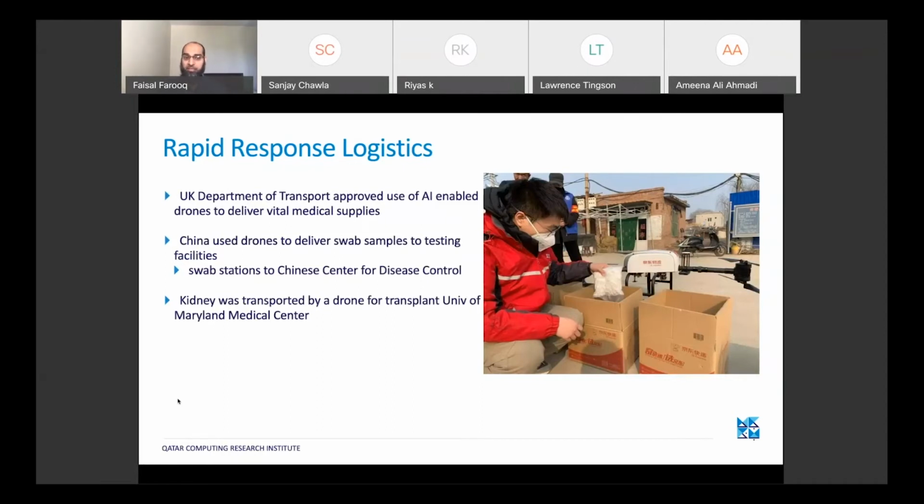In the Chinese case, where they deliver swab samples, the optimization needed to be done was how to reduce the time of sending these swab samples to the Center for Disease Control. And basically the idea was sending those drones and keeping them at strategic locations. So which location the drone should be sent out of to the nearest location, to the nearest swab station, and then getting it back. So more of scheduling issues on which drones to send where in these situations.